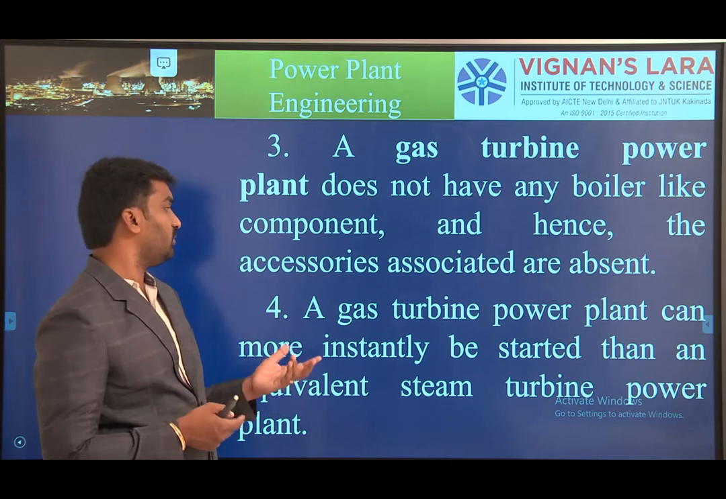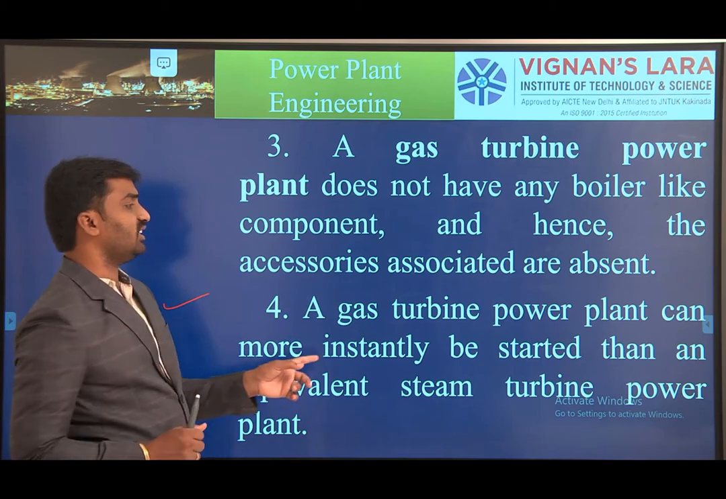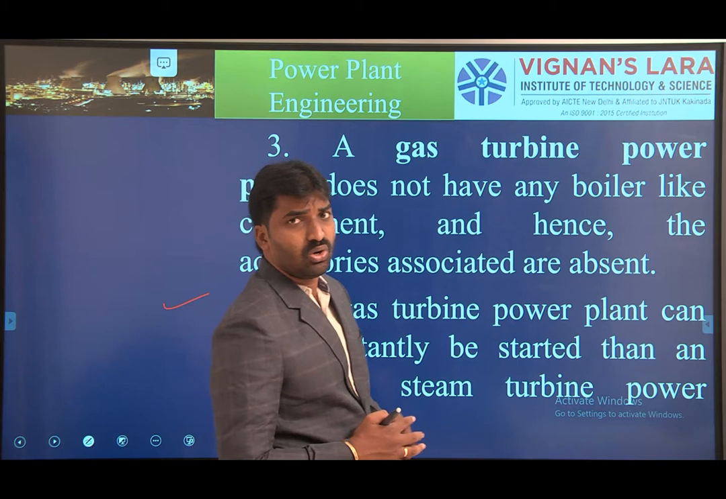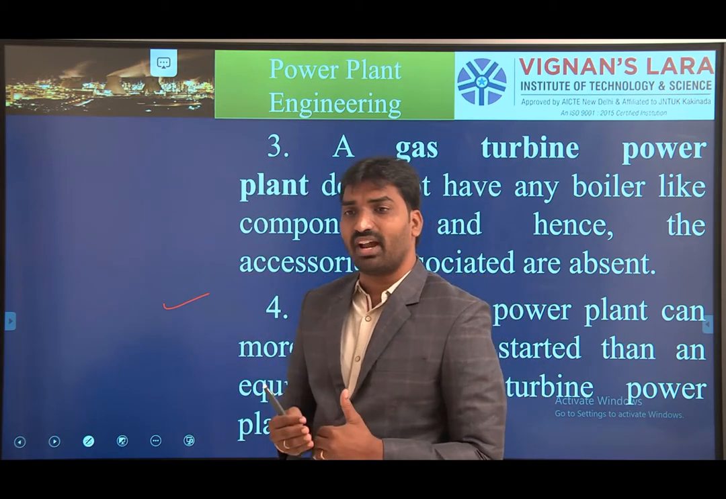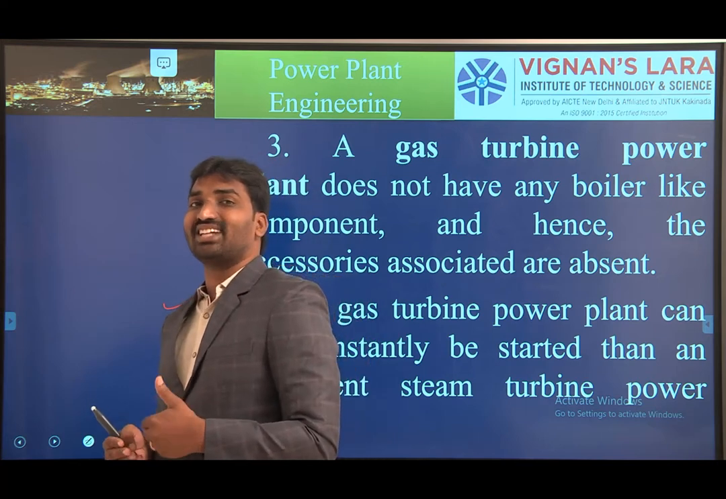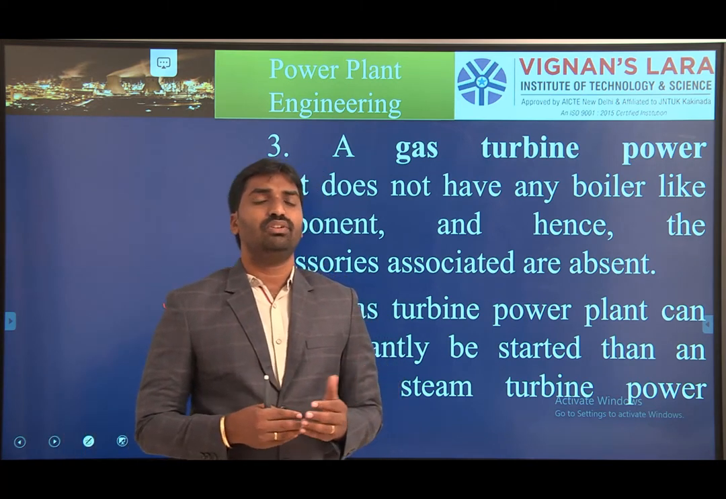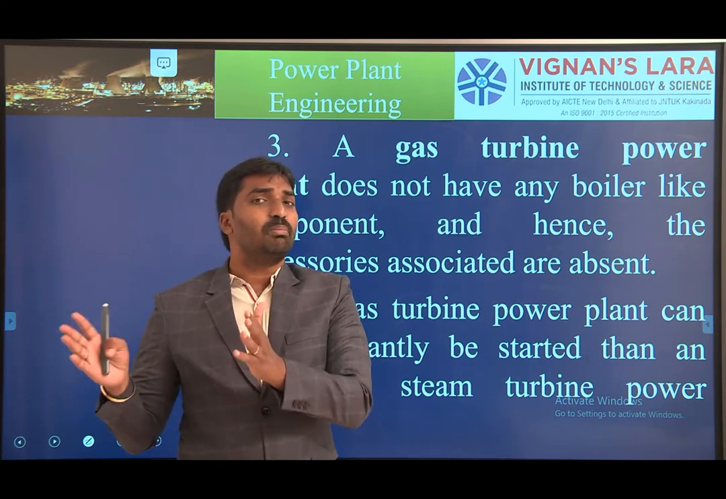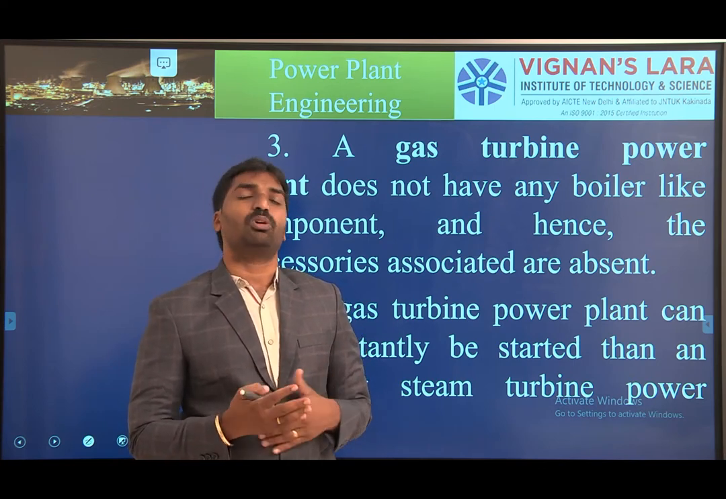Automatically, when we remove some components in a power plant, it reduces the cost and the initial investment of the power plant. Another thing is that a gas turbine power plant can be started more quickly than an equivalent steam turbine power plant. If you want to run a steam power plant, it takes some time for the initial starting, and if you want to change the load, it also takes some time. You can't change the loads as early as possible. It is a process, and starting also is a lengthy process.